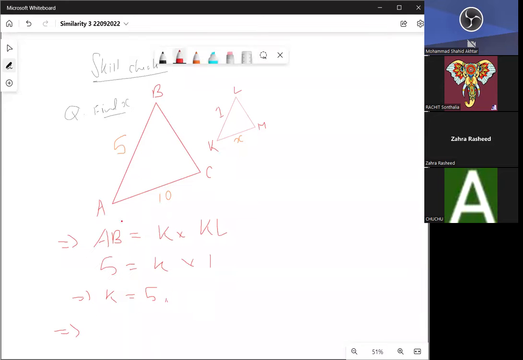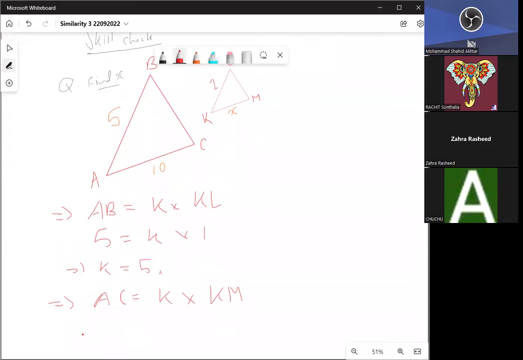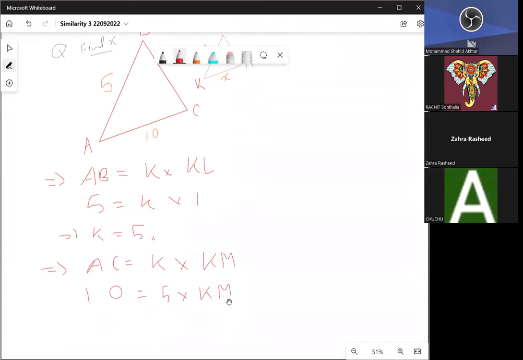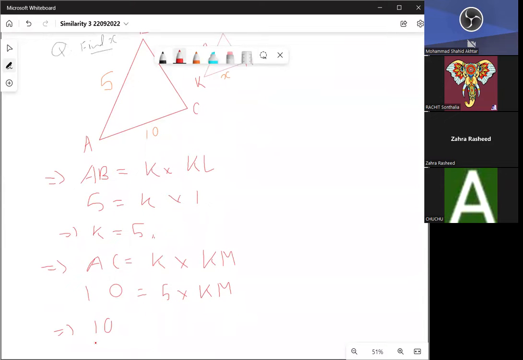Now I know this much. Therefore, I should also know that AC must also be K times KM. And I know that AC is 10 and K is 5. So what is KM? KM is 10 over 5, which is 2. KM is X. You have to find it. So we can find X is equal to 2. Any questions, Zara? Rachit?